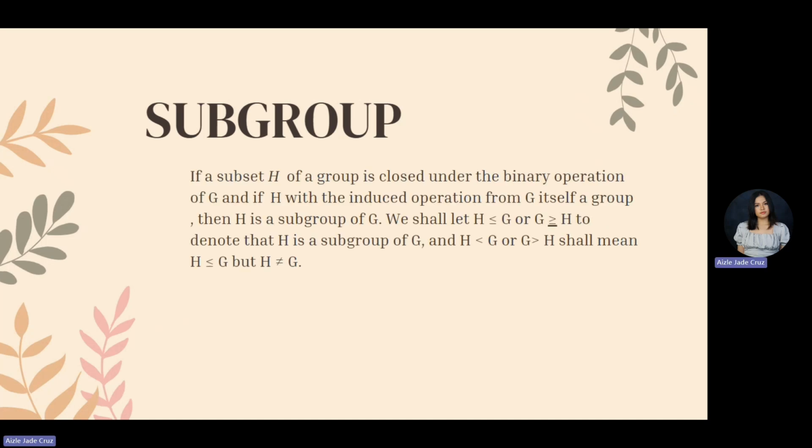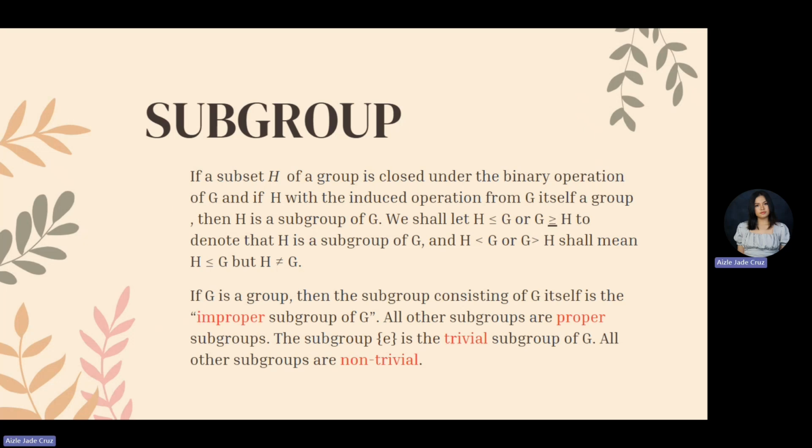The subgroup: if a subset H of a group G is closed under the binary operation of G, and if H with the induced operation from G is itself a group, then H is a subgroup of G. We shall let H ≤ G, or G ≥ H, denote that H is a subgroup of G. And H < G, or G > H, shall mean H ≤ G but H ≠ G.